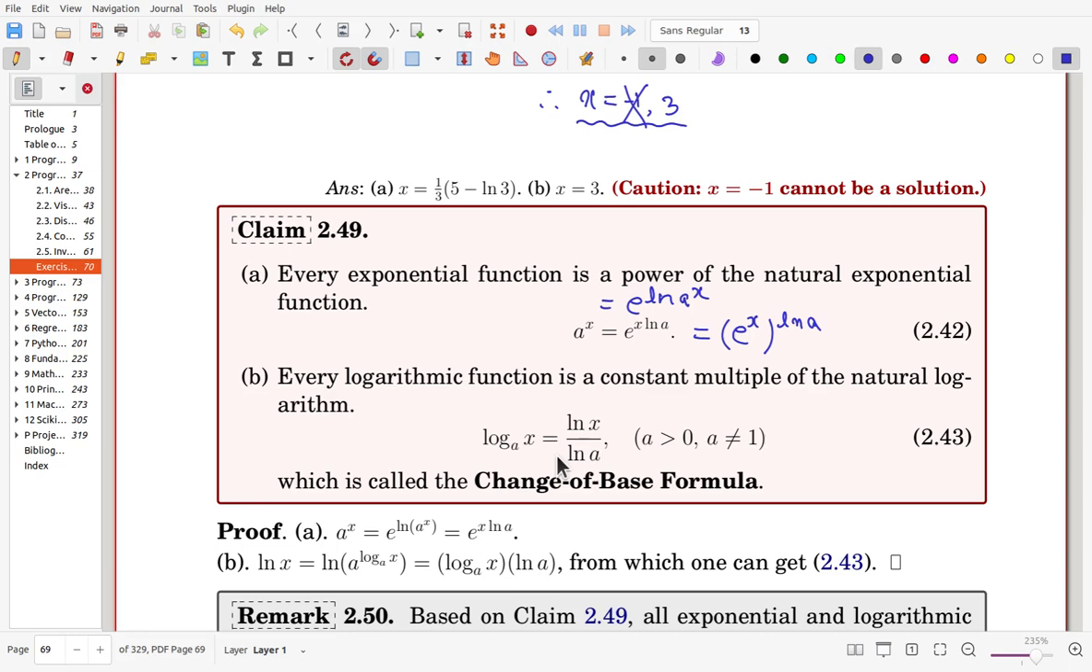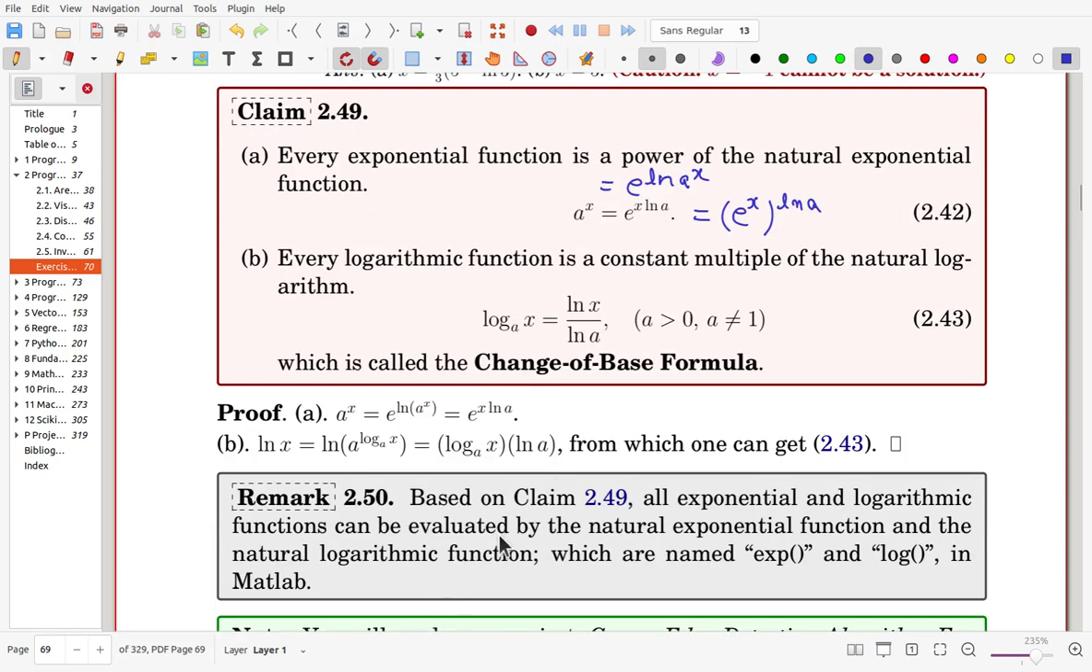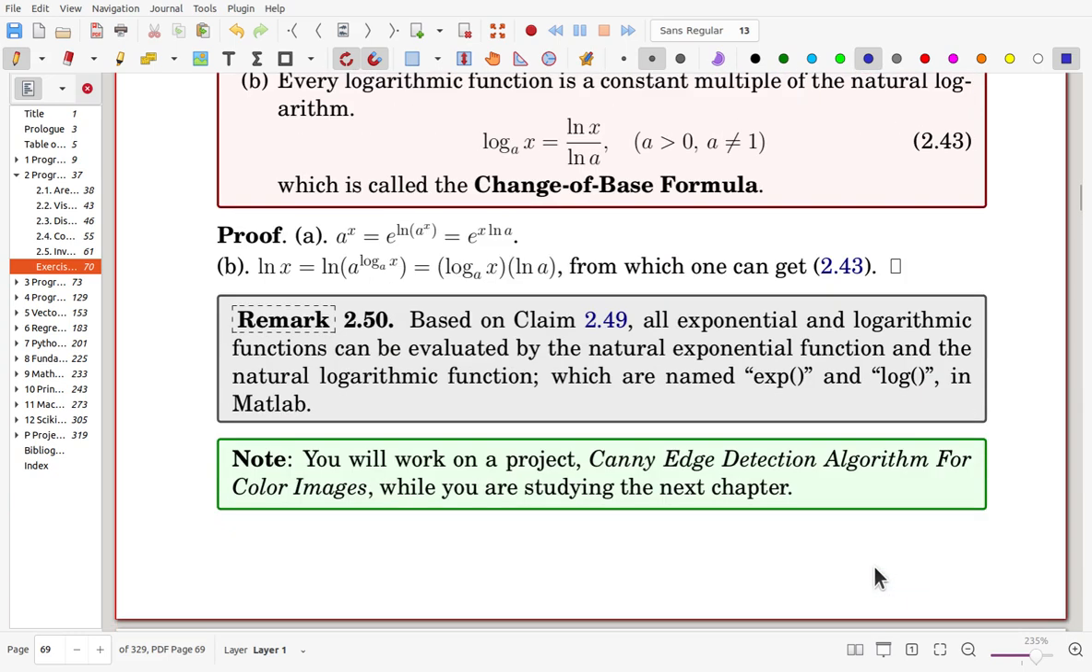So here, based on claim 2.49, all exponential and logarithmic functions can be evaluated by the natural exponential function and the natural logarithmic function. And they are here in MathTalent as the EXP and LOG functions. And this is the end of the section and the end of the chapter.